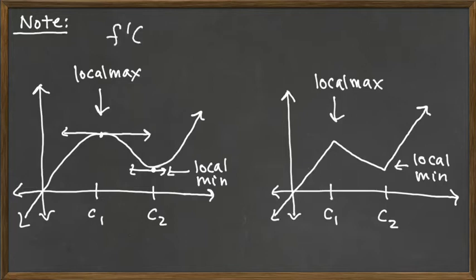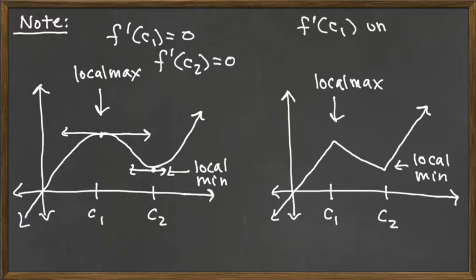And so the difference between these two graphs is this: in the first graph, the one on the left, we have f prime of c1 is equal to 0 as well as f prime of c2. Both of those are 0 because we have horizontal tangent lines at both of those points. The graph is nice and smooth there. But in comparison, for our second graph, the one on the right, we have that f prime of c1 is undefined. And same goes for f prime of c2. That would be undefined.